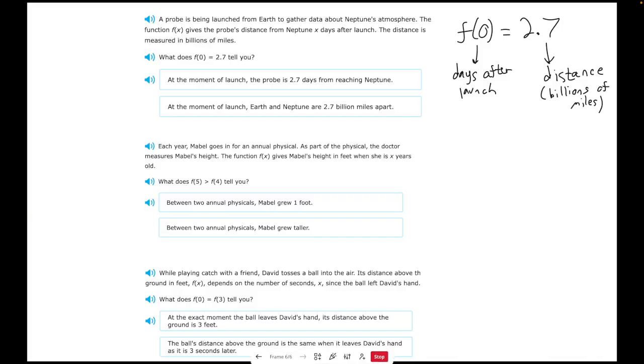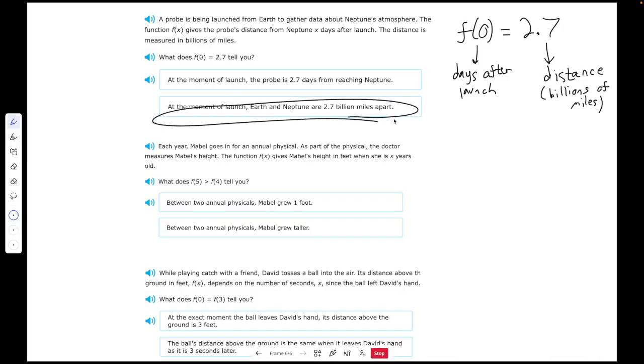Okay, for this first problem, you should have said that at the moment of launch, Earth and Neptune are 2.7 billion miles apart. That's because 0 represents the days after launch. So 0 days after launch means that it's about to launch or hasn't launched yet. So at the moment of launch. And then the 2.7, they tell you that it gives the probe's distance from Neptune, and the distance is measured in billions of miles.